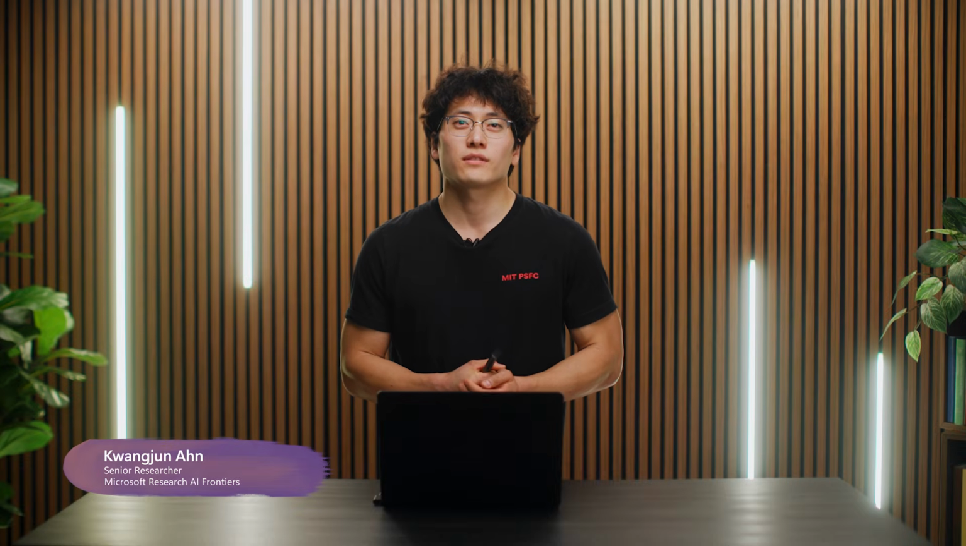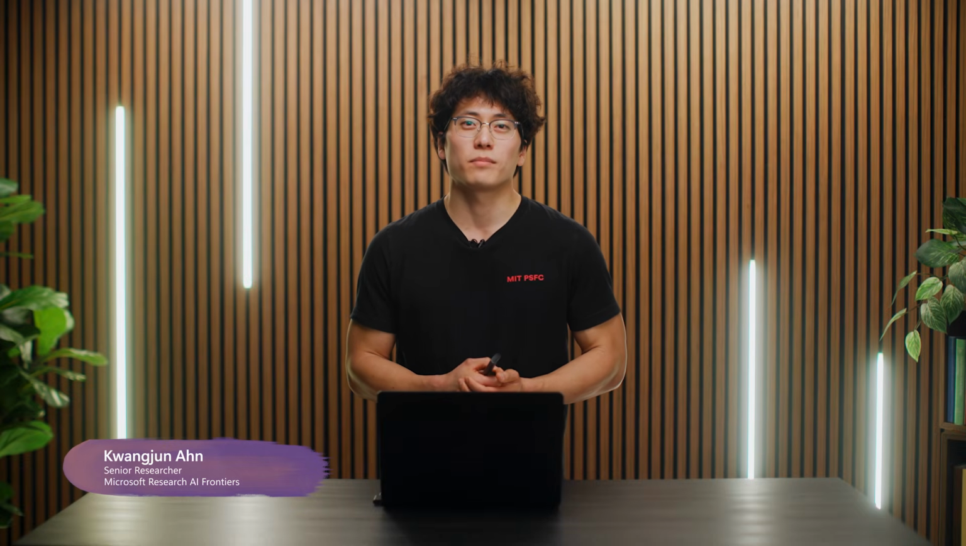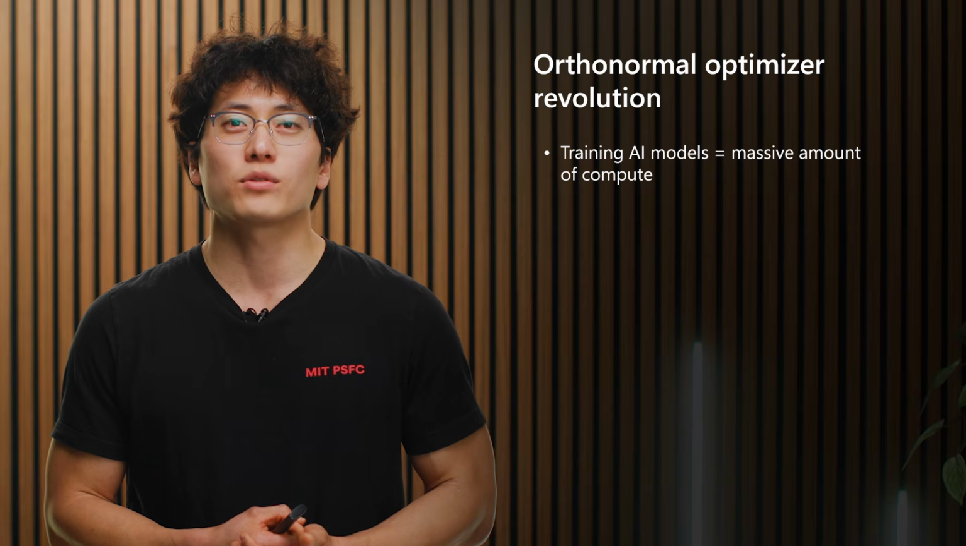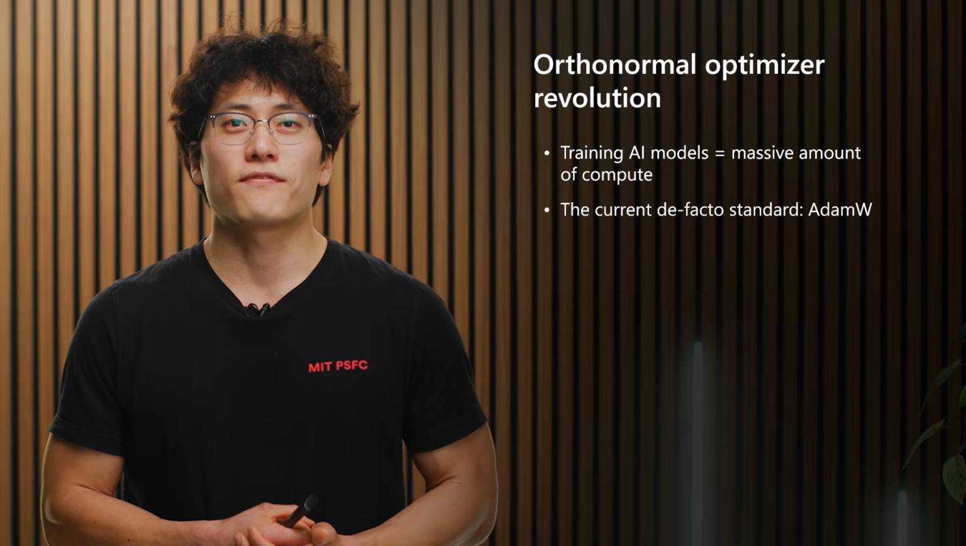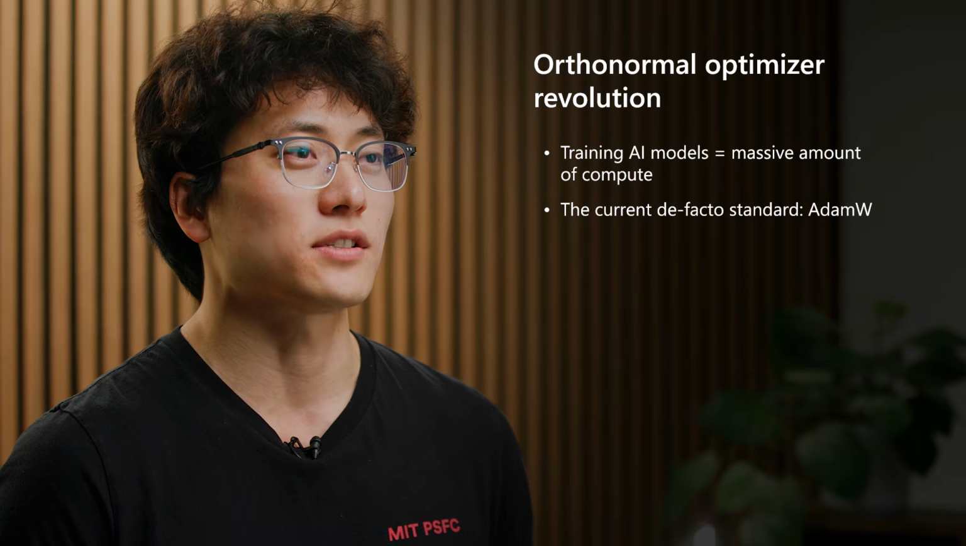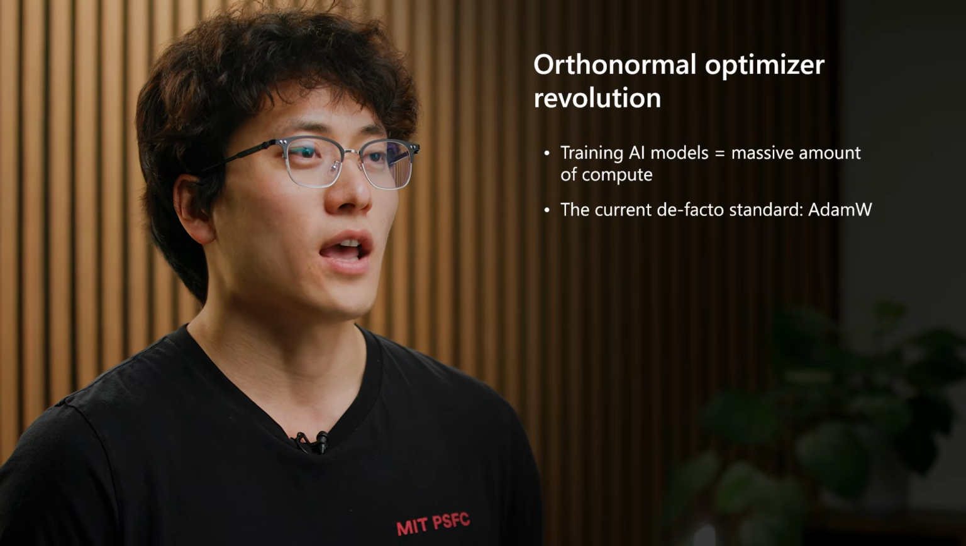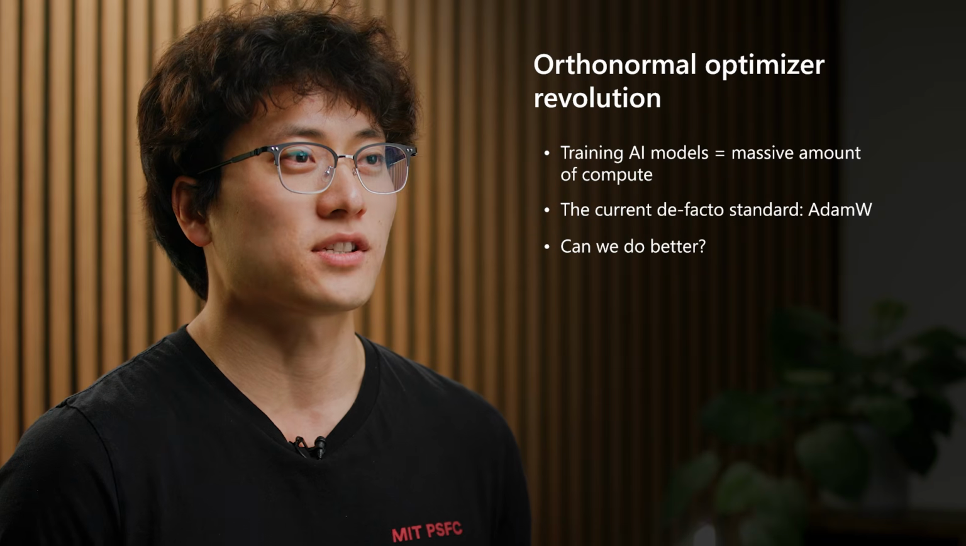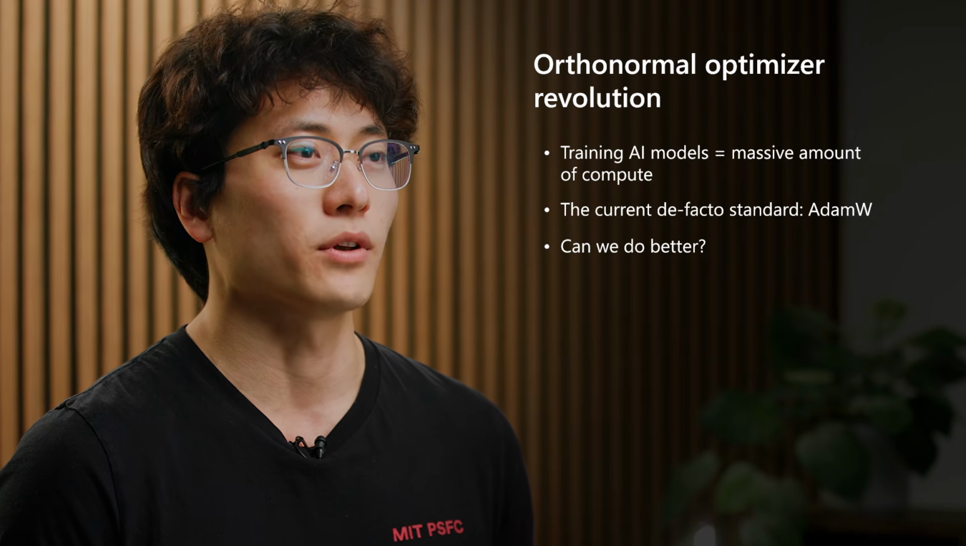Hey, I'm Kwangjun. I'm here to talk about a new simple method to shrink matrices in Muon called Dion2. Our work is in line with the orthonormal optimizer revolution. For context, training AI models consumes a lot of compute, and we want to do this better. The current de facto standard for training AI models is something called AdamW, and it is extremely popular. And here the question is, can we do better than this default algorithm, AdamW?